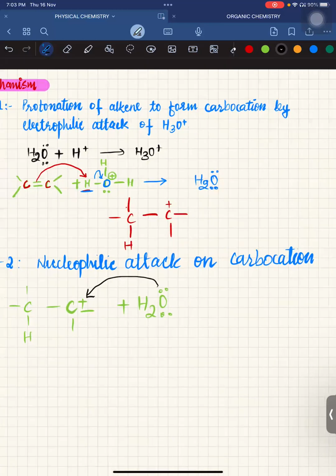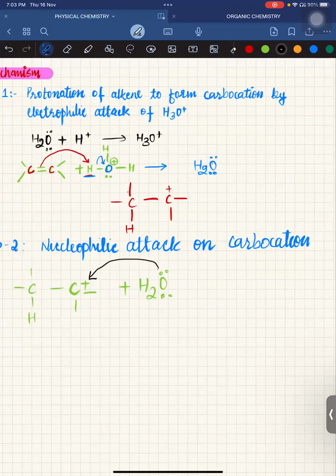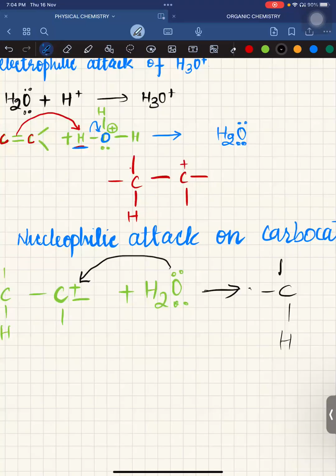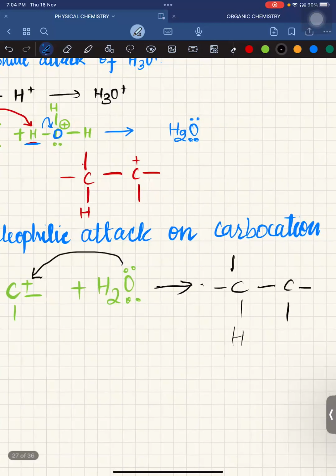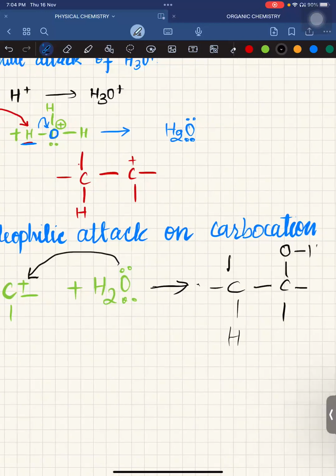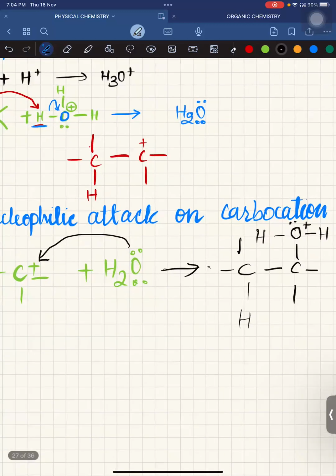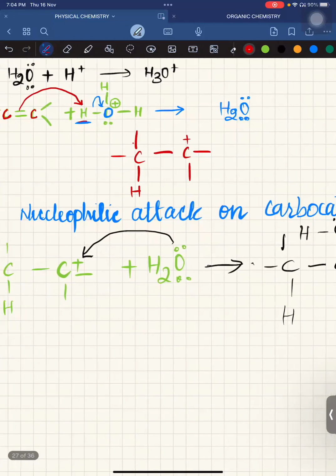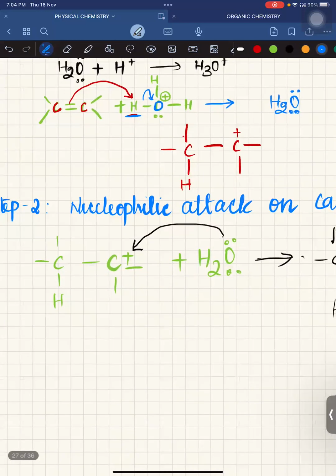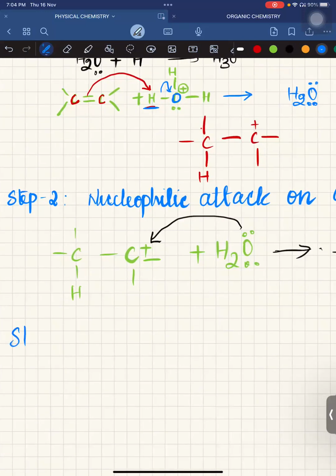So what will happen here? The left part will be as it is. And this carbon is now satisfied by oxygen. Oxygen already has two bonds, so now oxygen will have positive charge because it donated one electron. After this comes step 3, in which you will see that deprotonation to form an alcohol will take place.